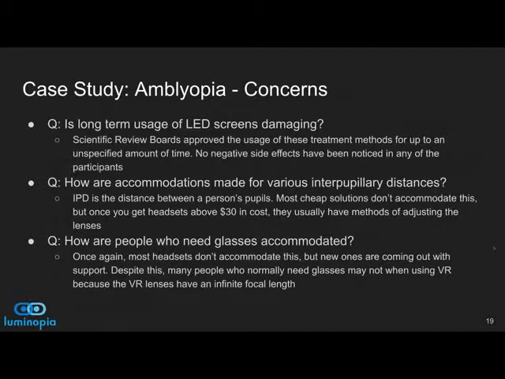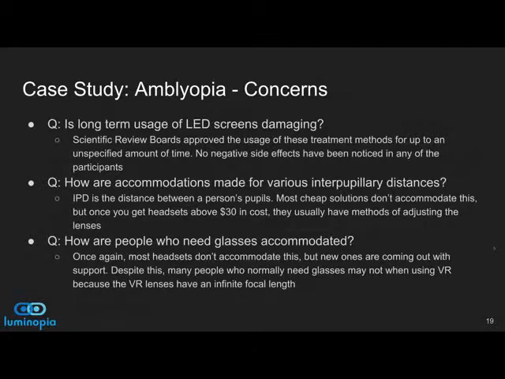The approval does require extensive safety precautions. So they were approved because it's been found that there are basically no negative long-term side effects of using a screen for this long, for this close. And then also another thing, especially when you're considering children's use of VR, is how are accommodations made for the various widths in people's eyes?